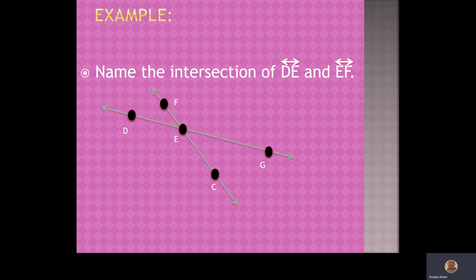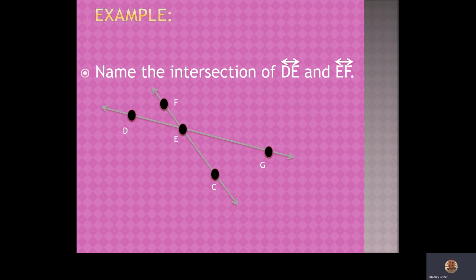Let's look at an example. Name the intersection of line DE and line EF. Notice how they're using the shorthand notation there. 2 capital letters, order doesn't matter. Arrowheads over top. Again, look at line DE. That's an acceptable name for that line, but you could have also used point G in there somewhere because G also lives on that line.